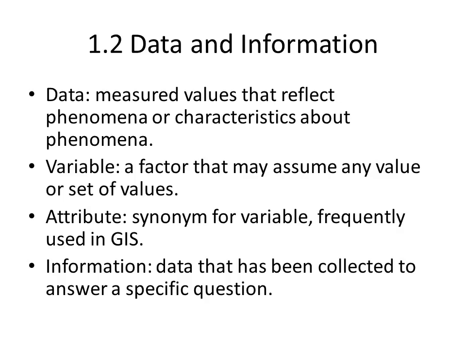It's important to think about the meaning of the term data overall. And so when we speak of data, we mean measured values that reflect phenomena or characteristics about phenomena. We typically look at data from the perspective of different variables, and a variable is a factor that may assume any value or set of values. For example, population per county. So the population itself would be the variable. An attribute is a synonym for a variable, and that's frequently used in GIS. And in ArcGIS, you'll notice, and you may have already noticed, that we have something called attribute tables. And attribute tables essentially put together the geographic area with the non-spatial data.